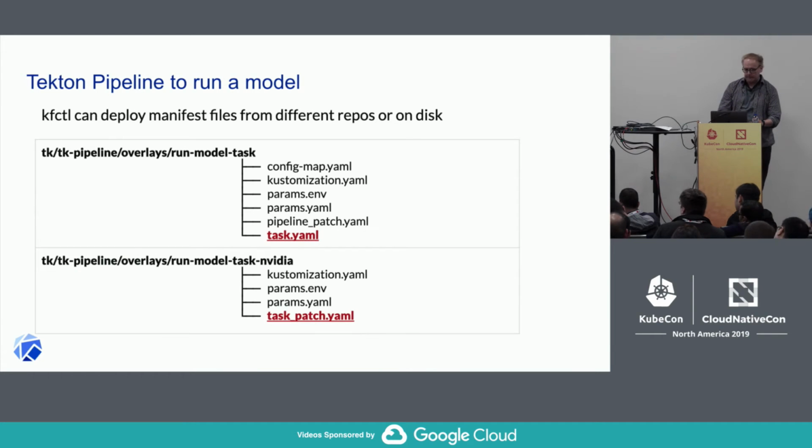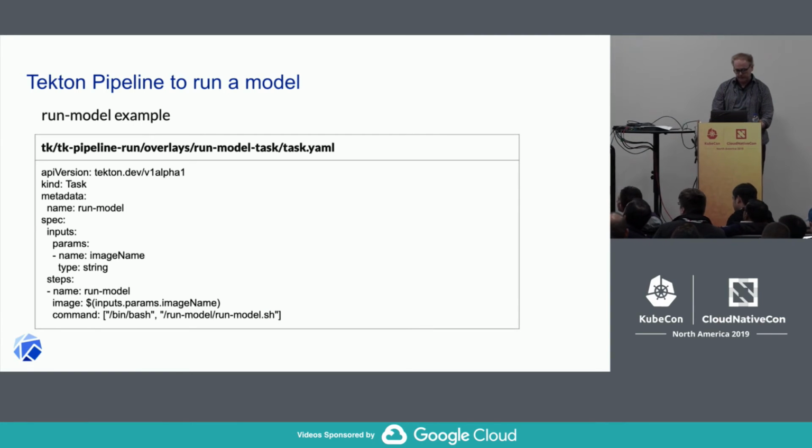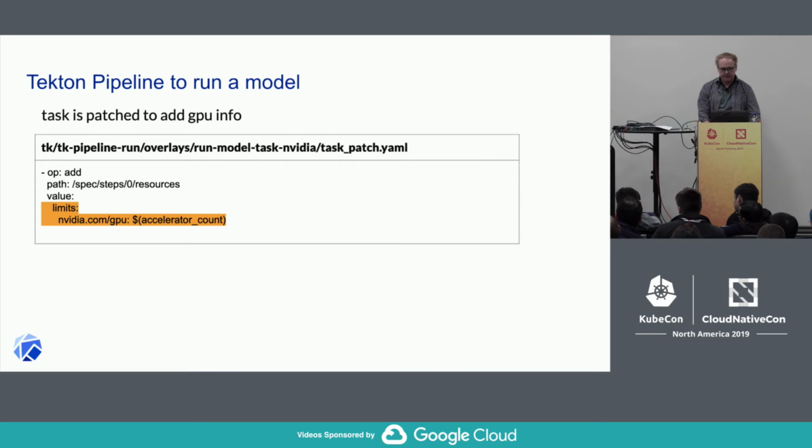The other thing that this will show in terms of the overlays is the task patch. And the task patch, if you see here, is asking for an NVIDIA, so it wants to run on a GPU. The task has no information about NVIDIA in it, but via the overlay, the NVIDIA string under limits is inserted.